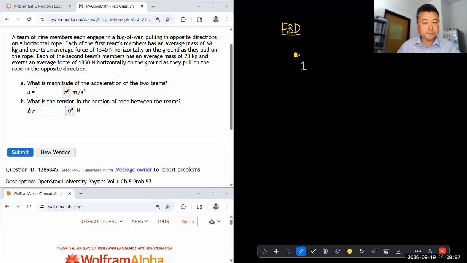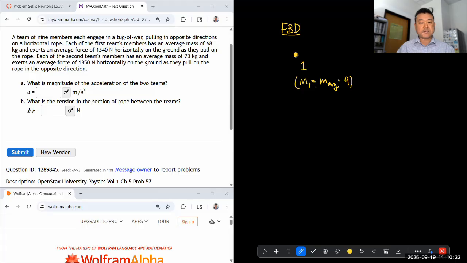I have a team 1, and there's going to be some mass of team 1. The total mass of team 1 will be the average mass times the total number of people, 9. Just doodling as I go. And I'm given the average mass, 68 kilograms, and exerts an average force of 1340 Newton horizontally on the ground. So the ground will be, I'm imagining like pushing the ground, I guess.